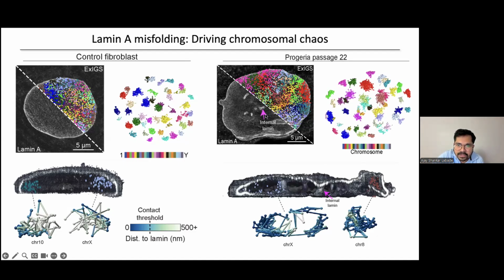Whereas when you look at the progeria cells from passage 22, the first thing that you can notice is there are lamin invaginations. These lamin protrusions literally can go from one end of the nucleus to the other end, and they form these tunnels. We call these lamin tunnels, lamin nanotubes. What they do is they disrupt the chromosome organization. You can see it has gone through the chromosome X, and it's not allowing it to form its own territory.